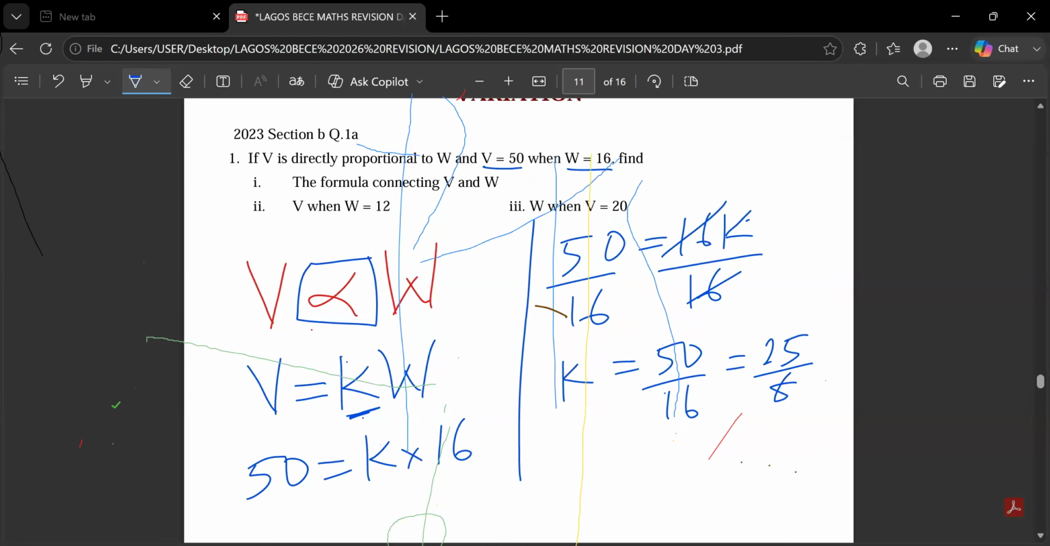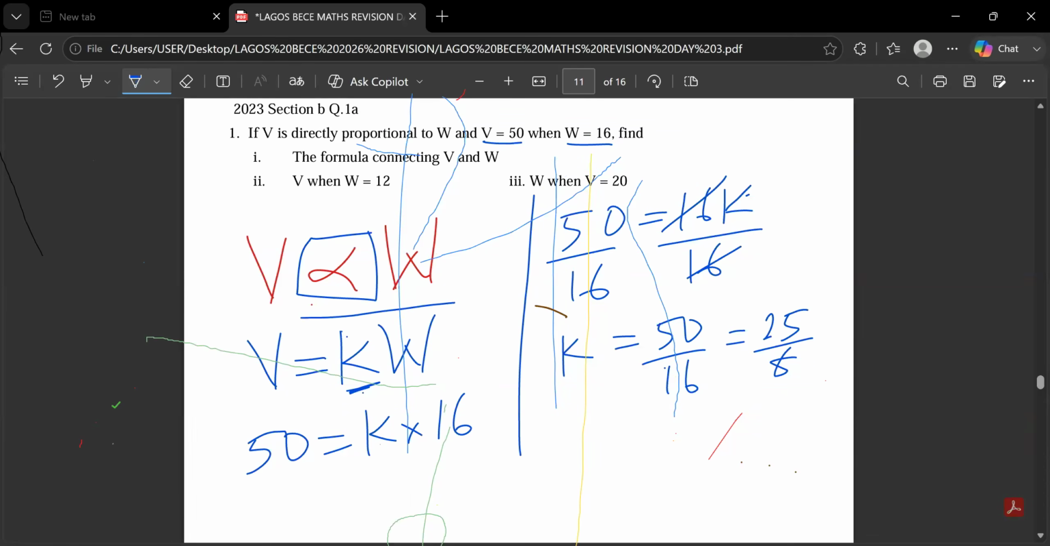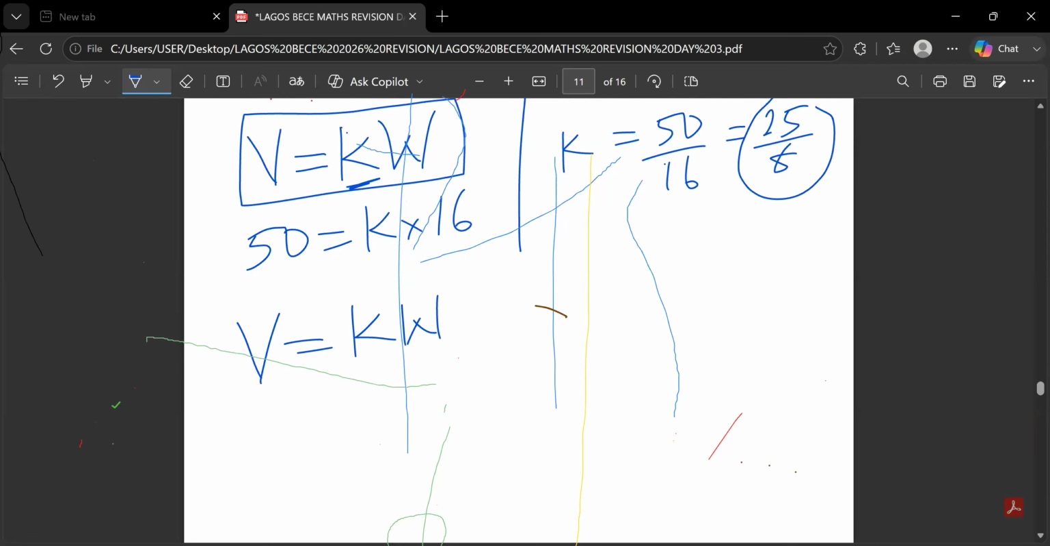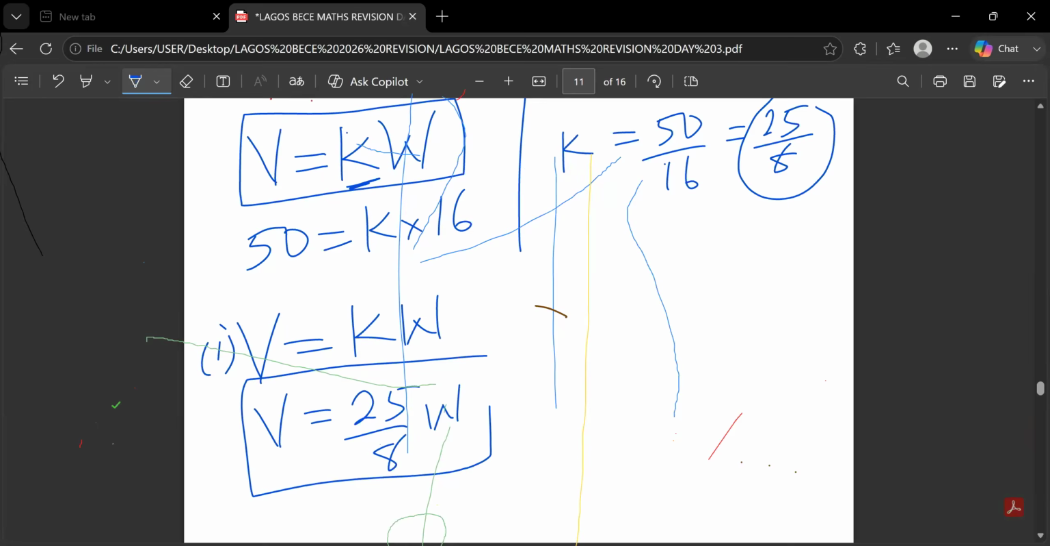Now the question is to find the formula connecting V and W. So to find the formula connecting V and W, we should replace the value of K into the equation V equals KW. So the value of K that we have found here, which is 25 over 8, just put it here. That gives us the answer to the first one: V equals 25 over 8 W. That is the relationship, so that is the formula connecting them.